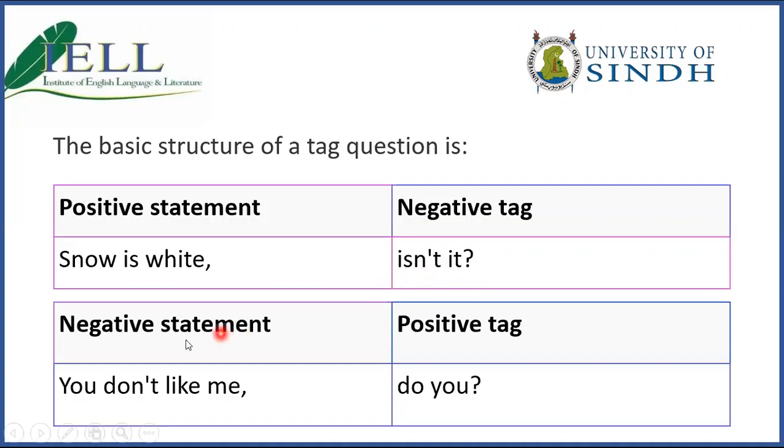And what we noticed for negative statements, for example, "You don't like him." This is the statement that we are making, but we are giving it a margin, "do you?" That means we are providing both options. "You don't like him, do you?" So after a negative statement, we follow it with a positive tag. And for a positive statement, like "Snow is white," we give the alternative as "isn't it?"